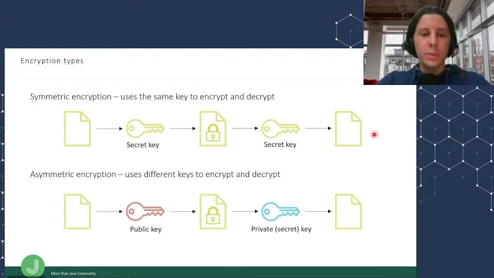The second type of encryption is asymmetric. It uses different keys to encrypt and decrypt data. The first key is called public because it may not be protected very hard. Public key is used to encrypt the data, and private key is used to decrypt it. Private key is also called the secret key. It should be kept secret. You can understand from its name.